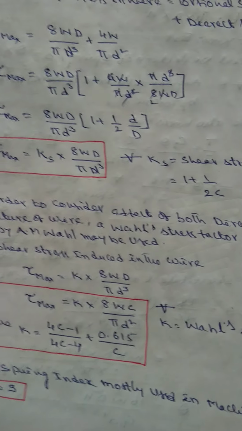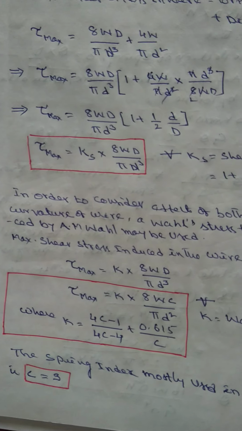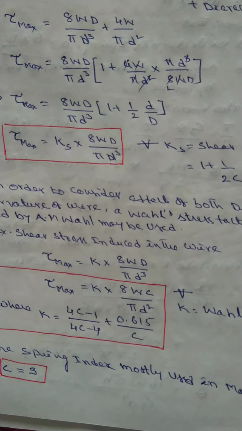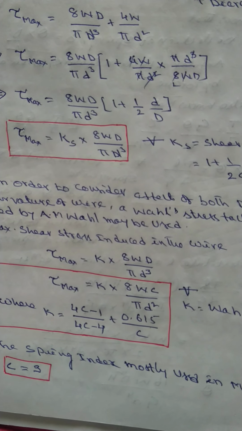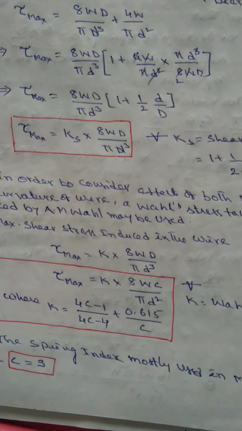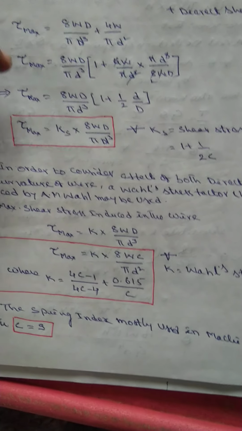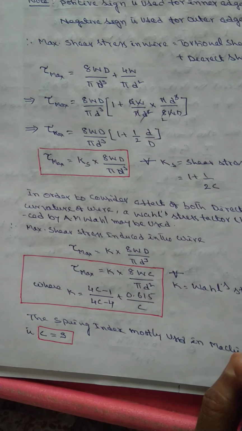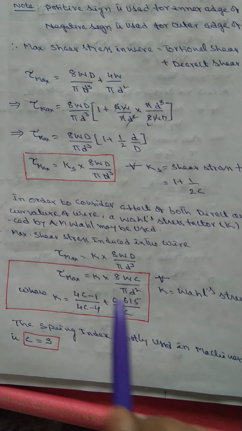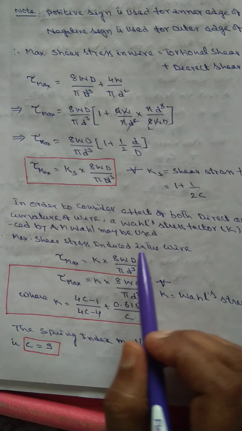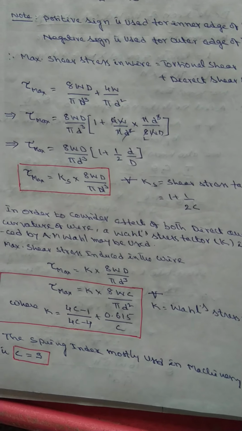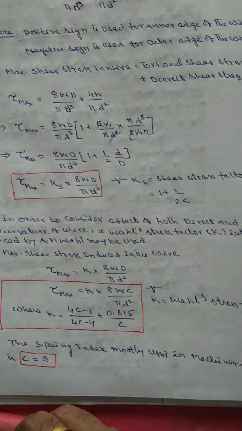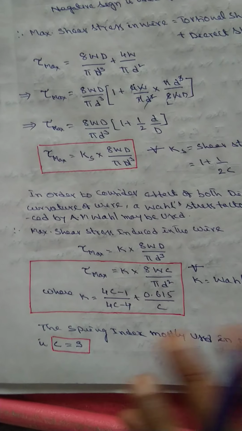In order to do this, we have to consider the maximum shear stress induced in the wire. We know already tau max is equal to K into 8WD by pi d cube, where K is the Wahl's stress factor. Earlier we wrote Ks, that is the shear stress factor. Here K is the Wahl's stress factor. Wahl was a scientist who invented this stress factor. That's why we keep it as Wahl's stress factor.